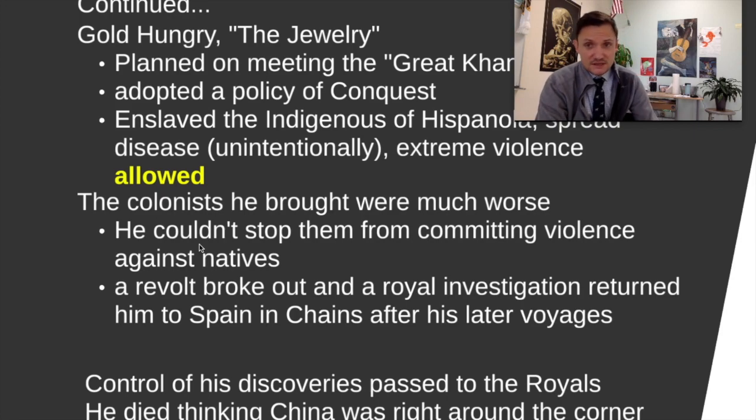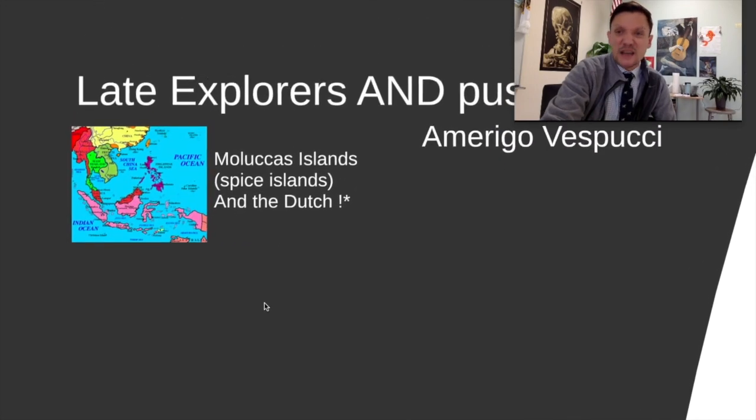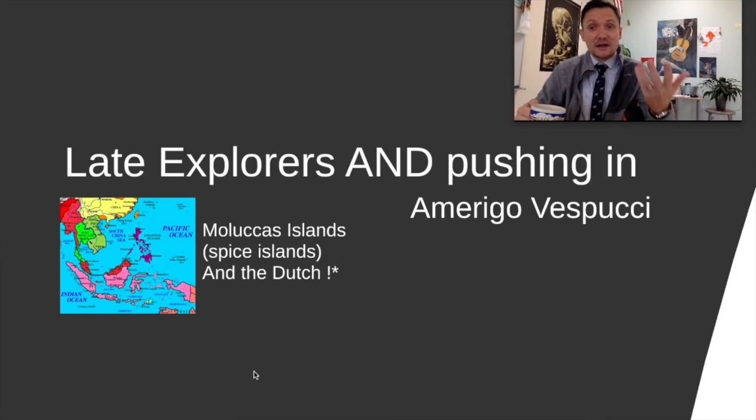So control of his discoveries is going to pass to the royals, and he died thinking China was right around the corner, right? So Columbus, unfortunately, though, is going to die from what we believe is reactive arthritis and several other health complications, but he's going to die eventually in Spain.